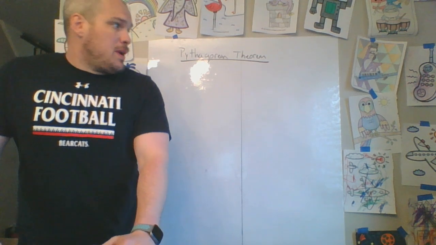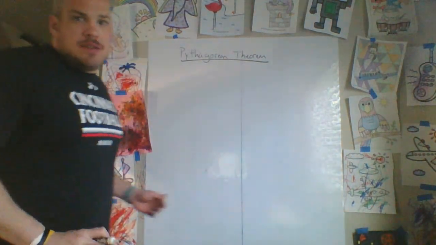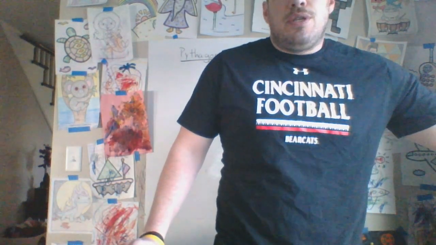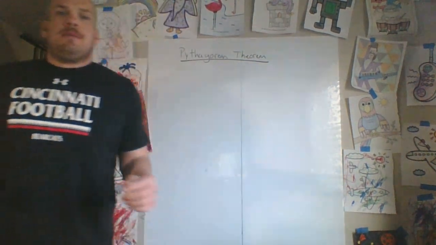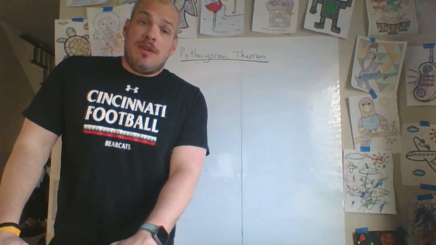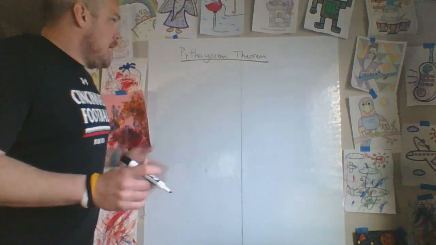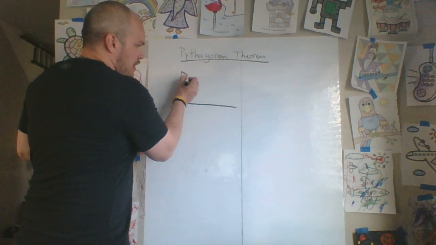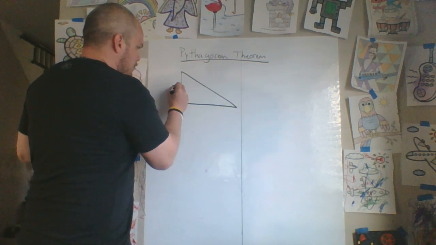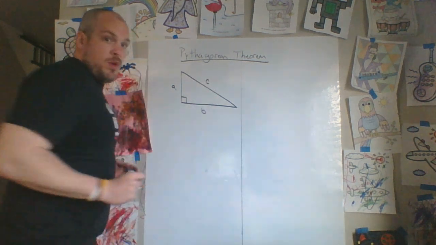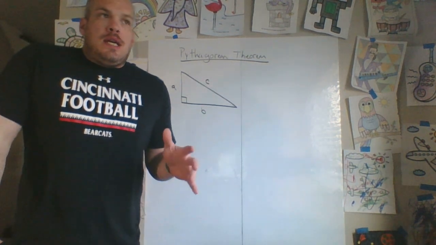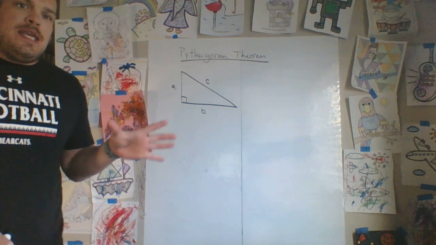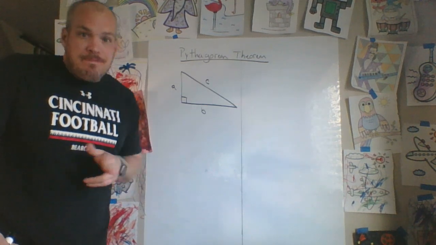So what is the Pythagorean Theorem? The Pythagorean Theorem is a formula we can use to help us find missing sides of a triangle, specifically a right triangle. So in a right triangle, and this is a generic right triangle, we would have three sides, obviously a right angle, and we would classify the sides as A, B, and C.